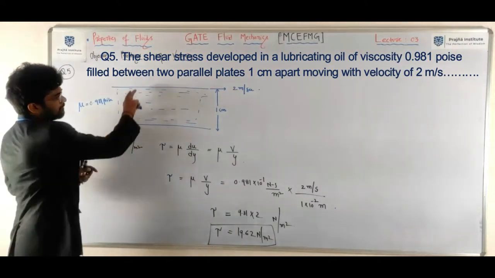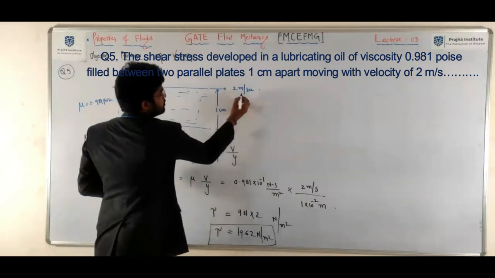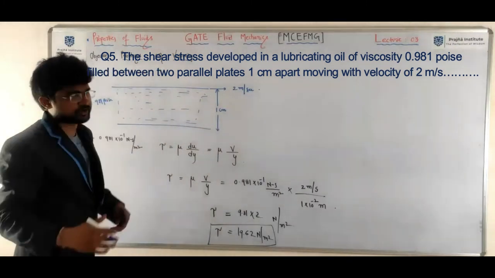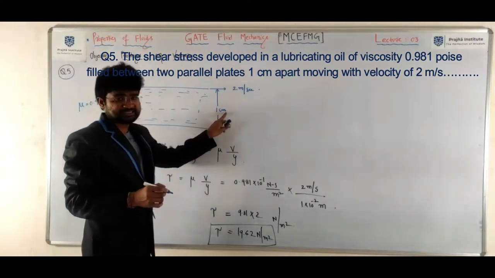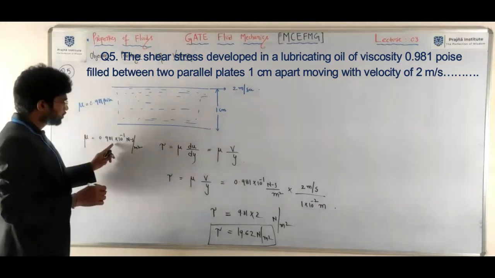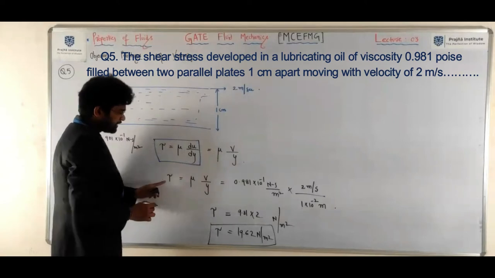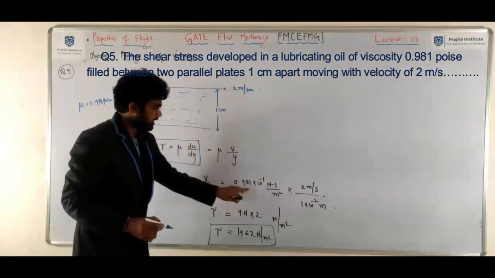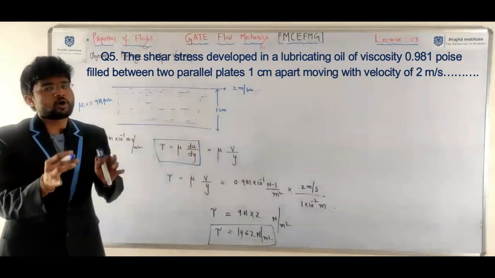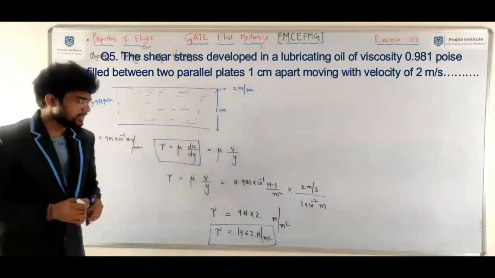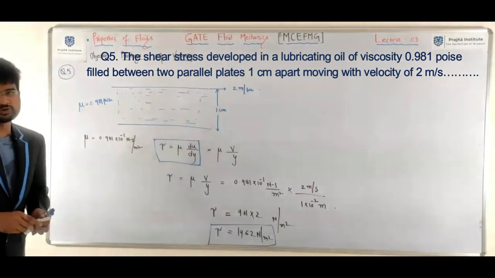Again, two parallel plates are moving with a velocity of 2 meters per second. This is the shear. The distance between the two parallel plates is 1 centimeter, and mu is equal to this. Just apply Newton's law and linearization of the velocity profile, and finally you will get the shear stress developed in the oil or fluid. Tau is equivalent to 19.62 newton per meter square.